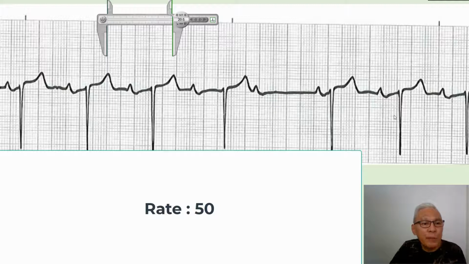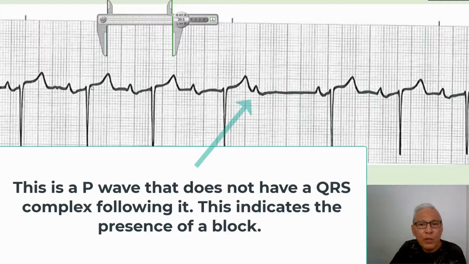And the P waves are present except for one P wave right over here, wherein we see that it is not partnered. We all know that all P waves are supposed to be followed by a QRS complex, but in this particular P wave, there is no QRS complex.